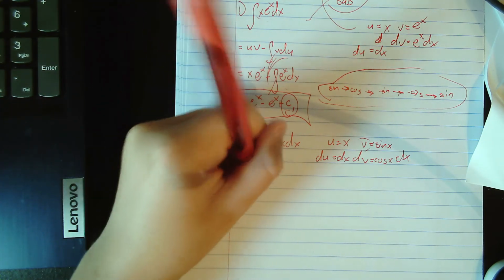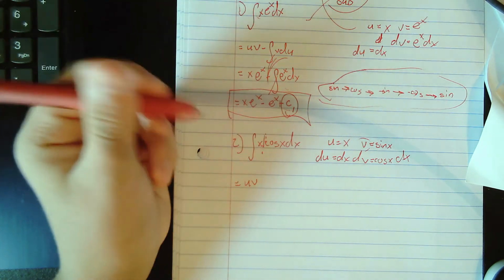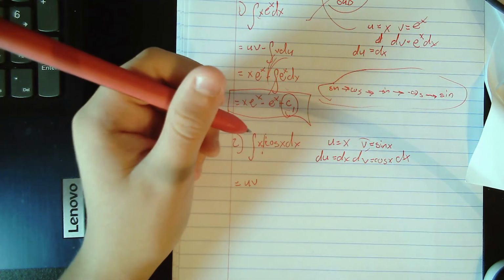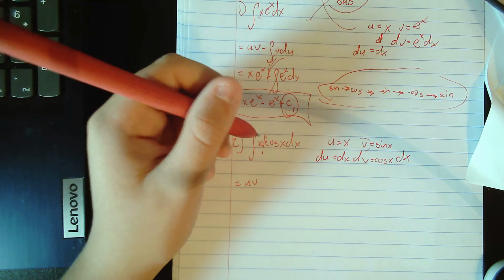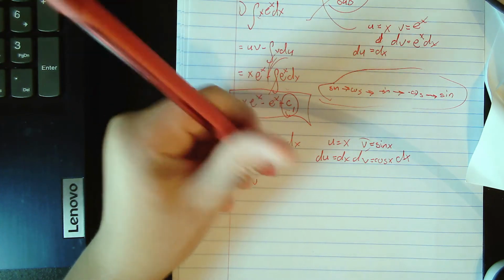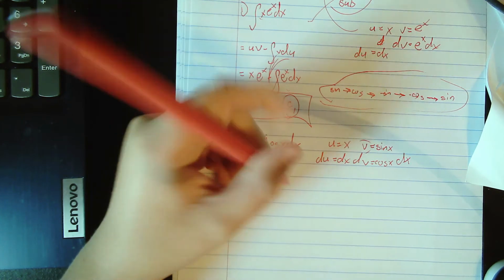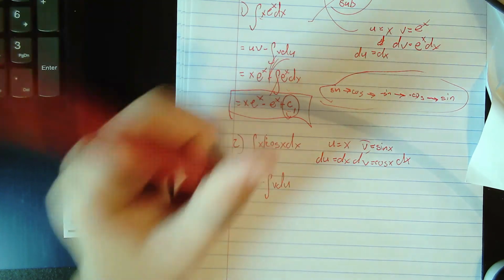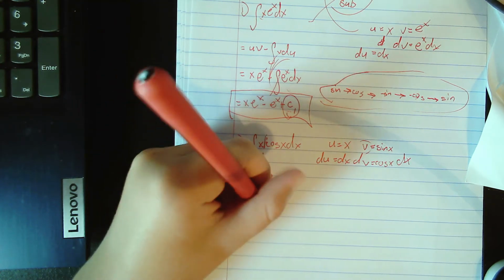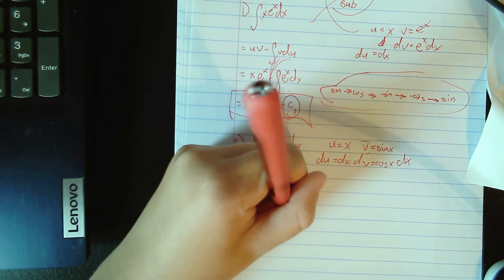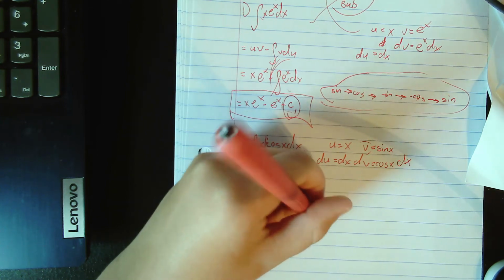So that's uv. We're going to just write this in every single time. You don't have to if you're writing this out with me, but I'm going to. It's just easier to remember. So uv minus the integral of v du, plug in the values. So it's going to be x sine of x minus the integral of the sine of x dx.